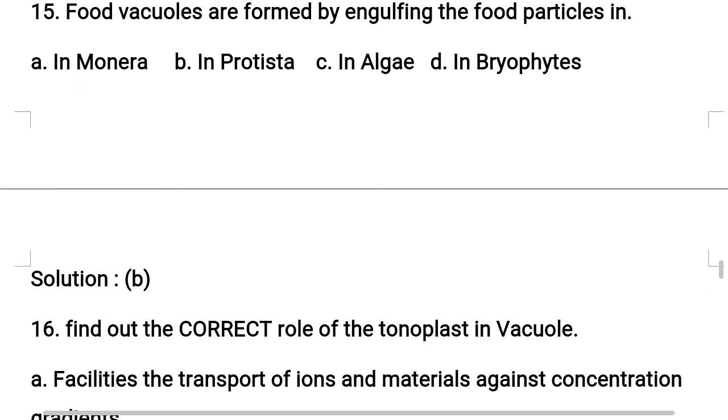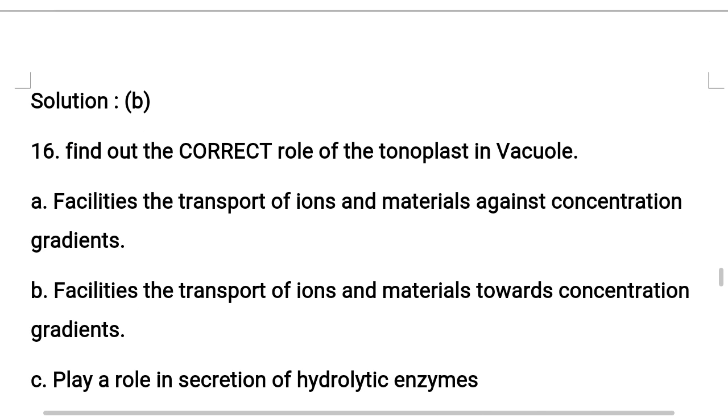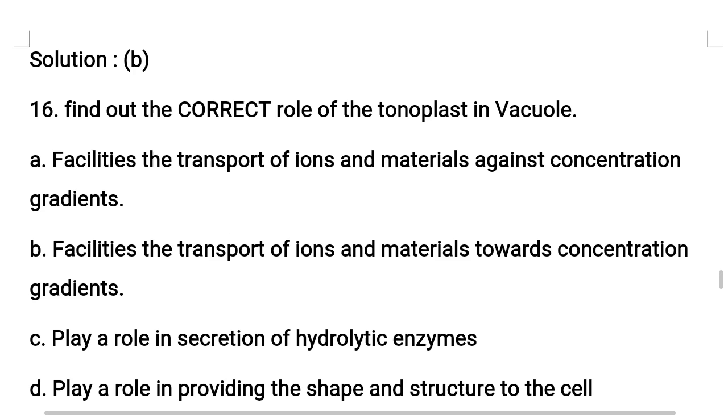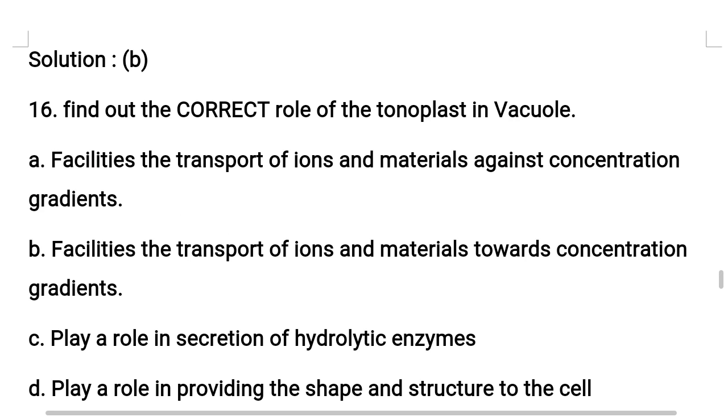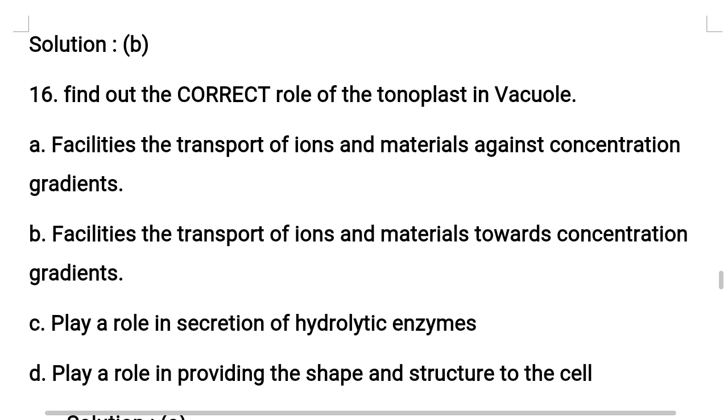Understand? Next, 16th question. Find out the correct role of the tonoplast in vacuole. We need to identify the correct role from the given options. Option A: facilitates the transport of ions and materials against the concentration gradient. Option B: facilitate the transport of ions and materials towards the concentration gradient. Option C: play a role in secretion of hydrolytic enzymes. Option D: play a role in providing shape and structure to the cell.